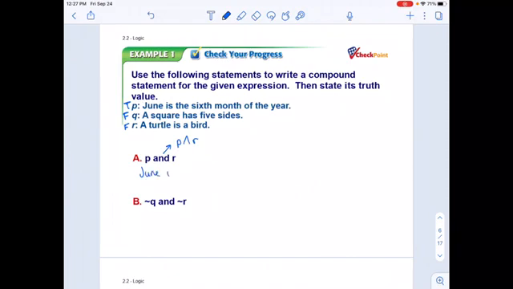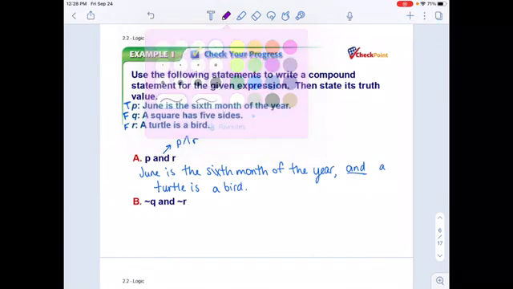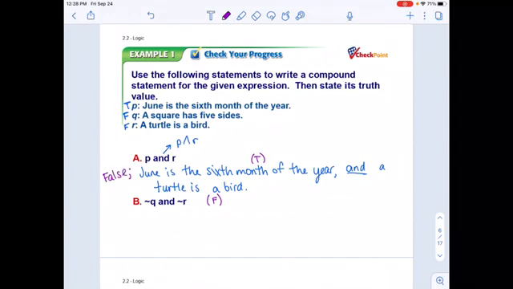So June is the 6th month of the year, and R, a turtle is a bird. Once again, we can say, okay, this one was true, but this next one is false. So that means our total compound statement is actually false.